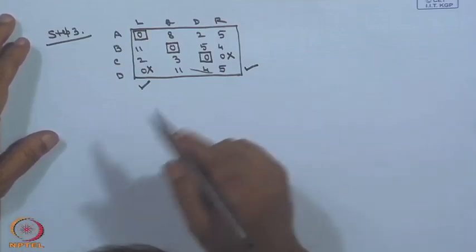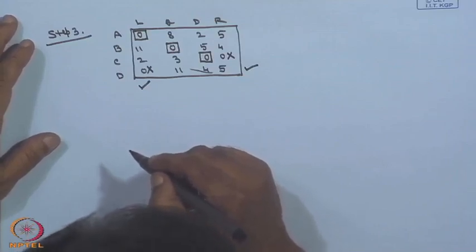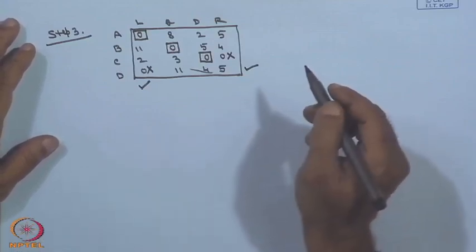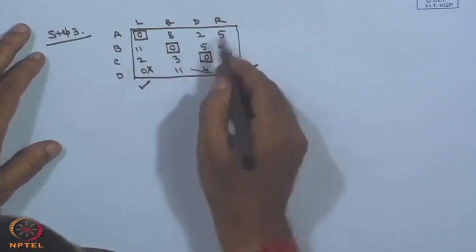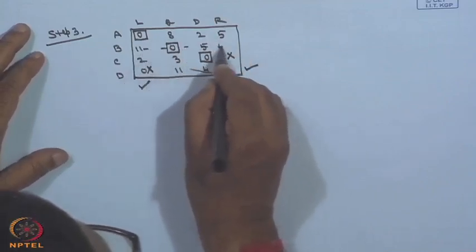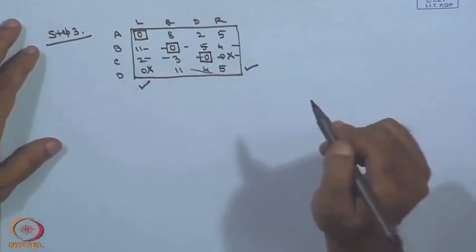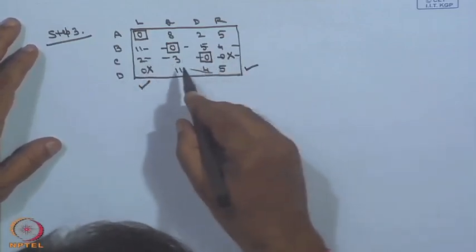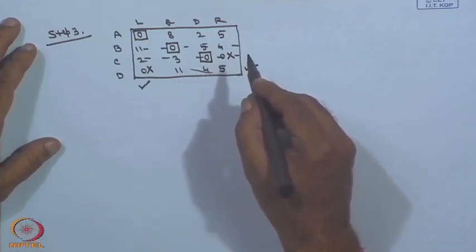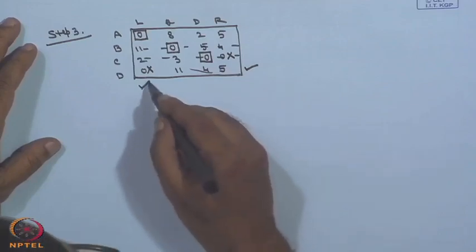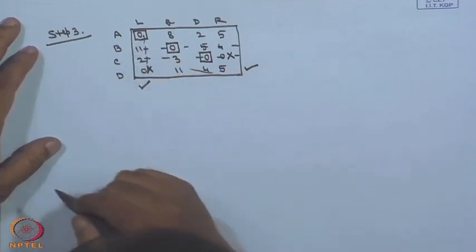Now, what you do? After this you have to draw straight lines through all unmarked rows. The unmarked rows are which ones? Unmarked rows here are these two, this one is marked. So, you are just drawing a line like this on the unmarked rows, and you draw the line on the marked column. You have only one marked column, so for the marked column you are drawing like this.